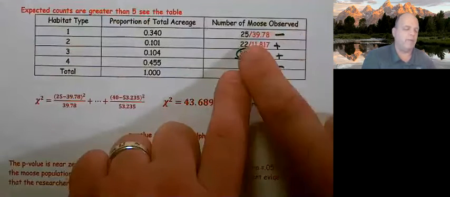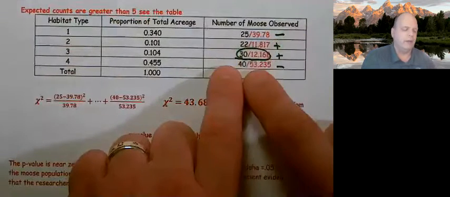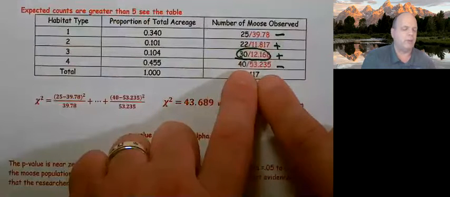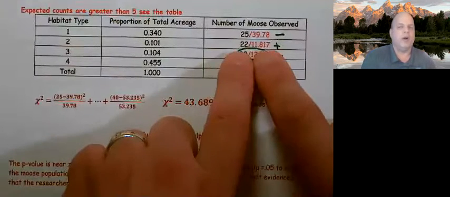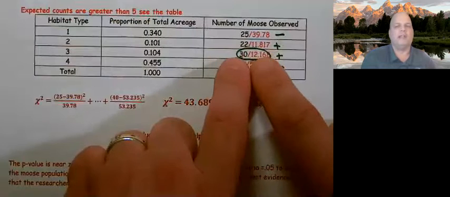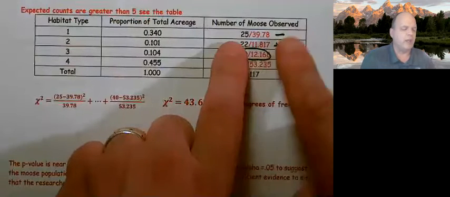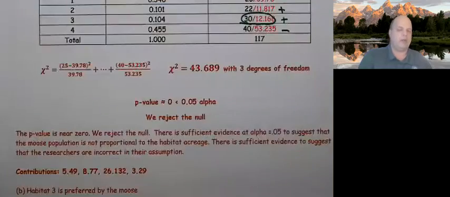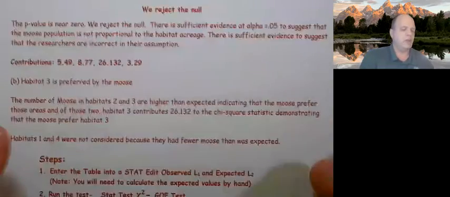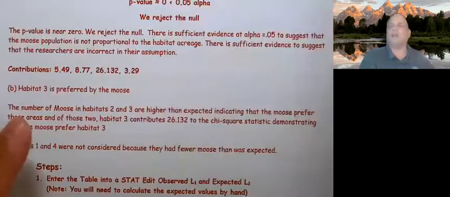Here we had 25, we expected 39. Here we had 40, we expected 53. So we're below here. But here we had 22, we expected 12. Here we had 30 and we expected 12. So obviously these are the ones the moose preferred according to this study. All right, that concludes this one.